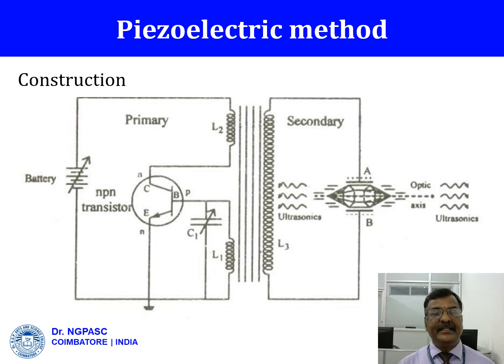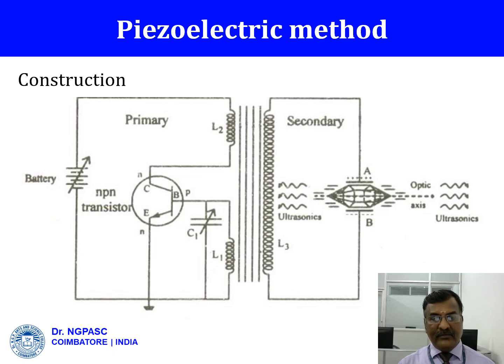Now we shall see the construction of the piezoelectric oscillator. The principle used in the construction of the piezoelectric oscillator is the inverse piezoelectric effect. In this circuit, the coils L1, L2 and L3 are coupled by means of transformer action. The variable capacitor C1 is connected in parallel to the inductor coil.